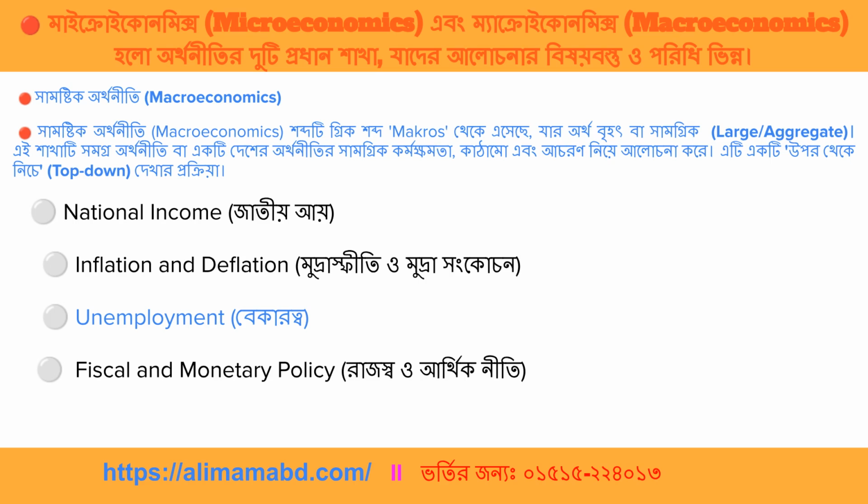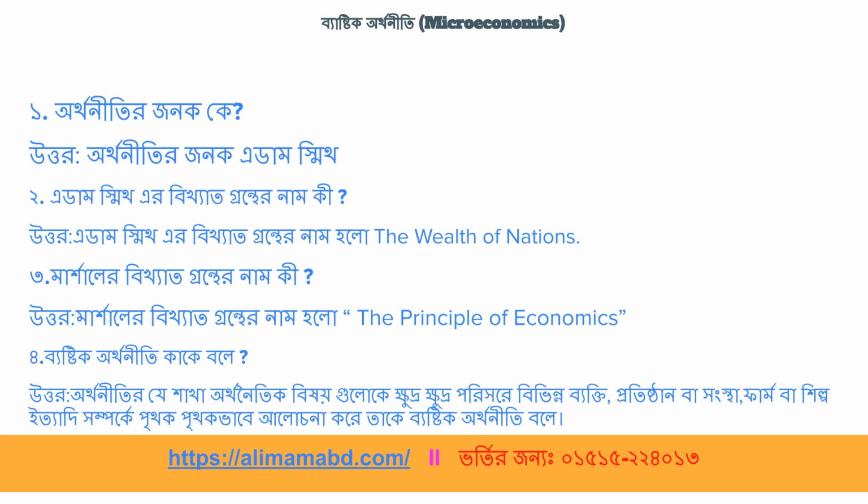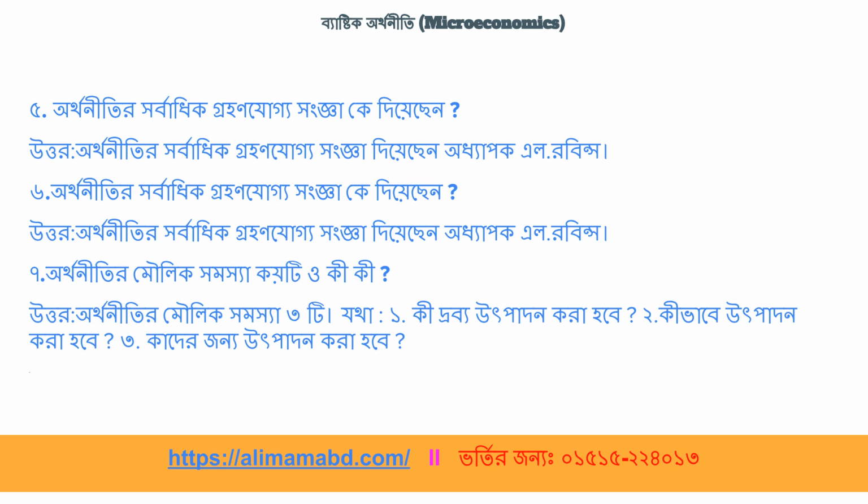Microeconomics and macroeconomics are the two main branches of economics with different subject matter and scope. Microeconomics focuses on small, individual parts of the economy, like a person or a firm. Microeconomics is a bottom-up process and includes topics like consumer behavior, market, and pricing theory.